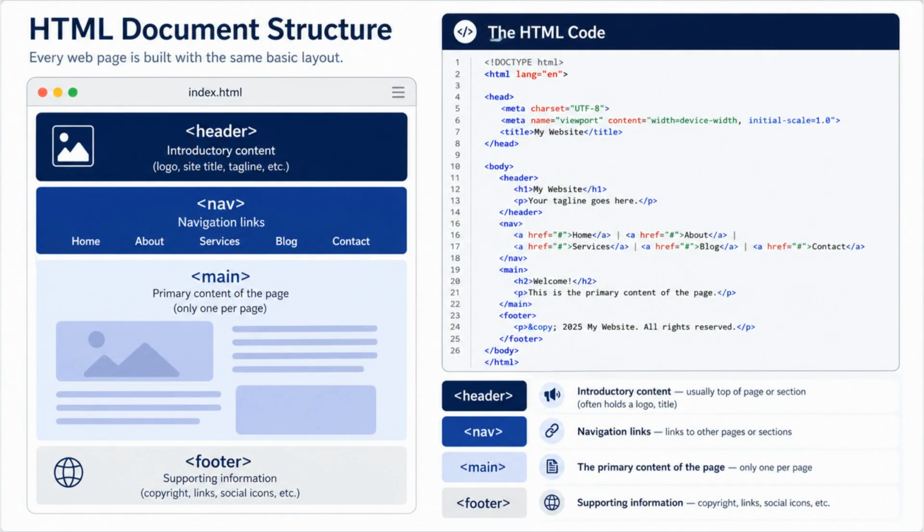This is a visual walkthrough of a real HTML document. Trace it top to bottom. Header holds introductory content: logo, site title, tagline. Nav holds the navigation links. Main is the primary content of the page, and there should be exactly 1 per page, not 0, not several. Walk through the actual code on the right, so students see these tags aren't abstract.